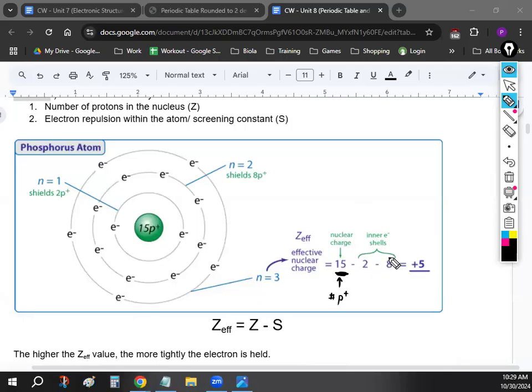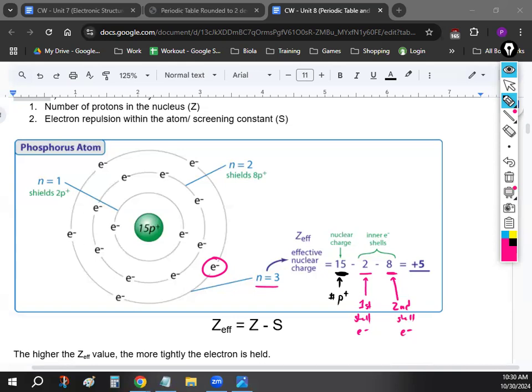Now, the inner shell electrons are basically all the shells that are underneath the electron we're looking at. So here we're looking at this electron, the valence electron. The valence electron is in shell number 3, right? In shell number 2, there are 8 electrons, and in shell number 1, there are 2 electrons, and that's where these numbers come in. The 2 is from the first shell electrons, and the 8 comes from the second shell electrons.